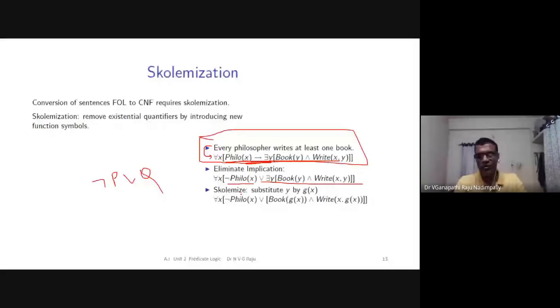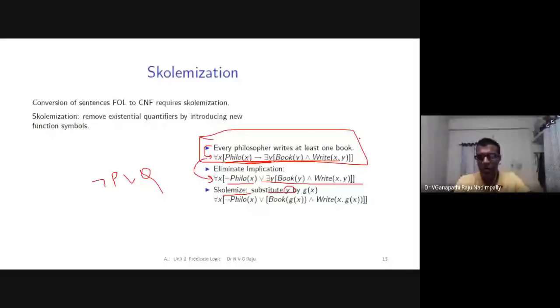Now I am ready to use Skolemization technique. Look at here carefully, observe. From this FOL, I have converted it into this one. We have eliminated implication. After elimination, I got this FOL.